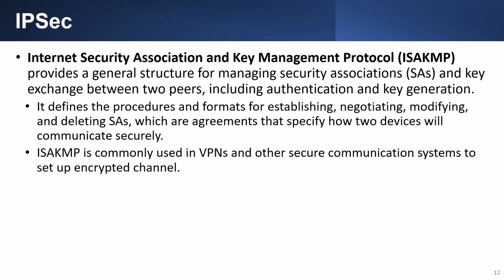Internet Security Association and Key Management Protocol, or ISAKMP, provides a general structure for managing security associations and key exchange between two peers, including authentication and key generation. It defines the procedures and formats for establishing, negotiating, modifying, and deleting SAs, which are agreements that specify how two devices will communicate securely. ISAKMP is commonly used in VPNs and other secure communication systems to set up an encrypted channel.